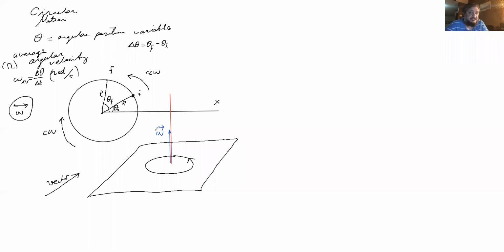See, I have 2 options. It's either pointing up or pointing down. Pointing down would correspond to rotation which is clockwise, looking from above. Let's say you have another rotation here, but that is clockwise. Now this would have a vector pointing downward. That will be omega for this one.